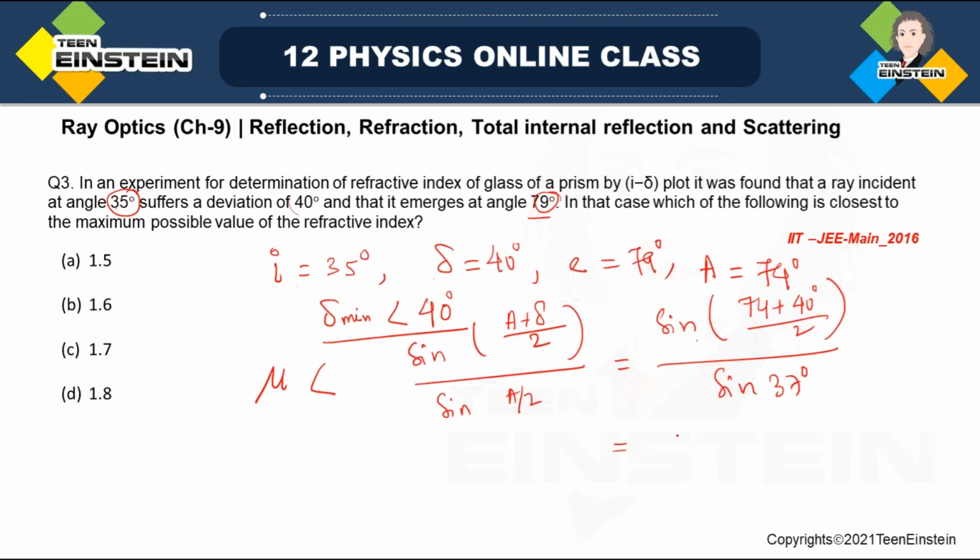So if you just calculate this, this will give you nearly the value 1.51. So the maximum possible value of refractive index can be this one.